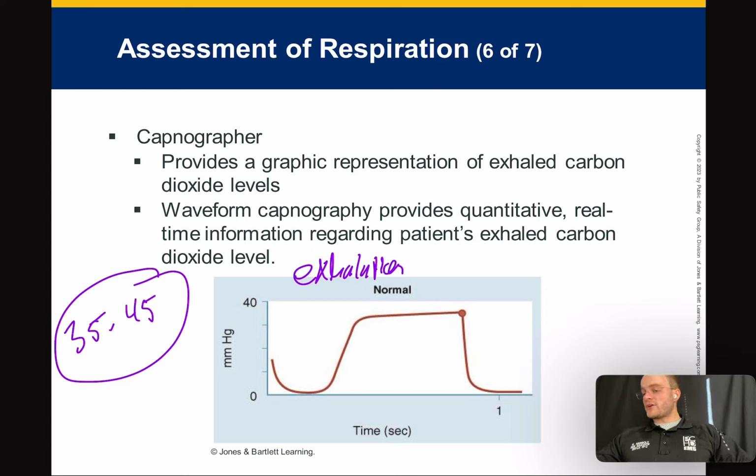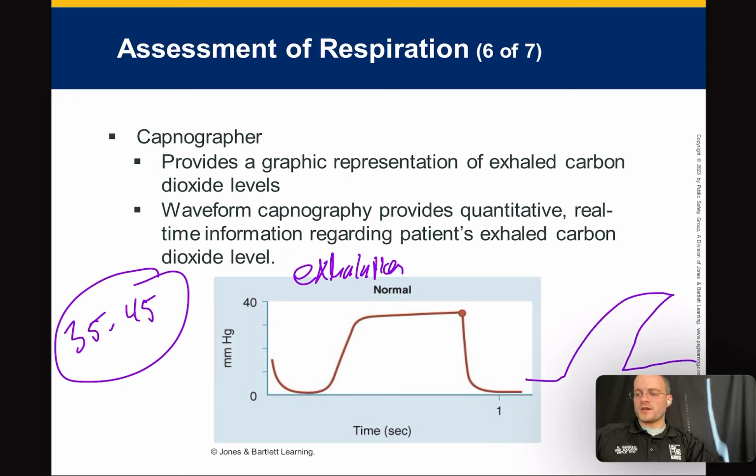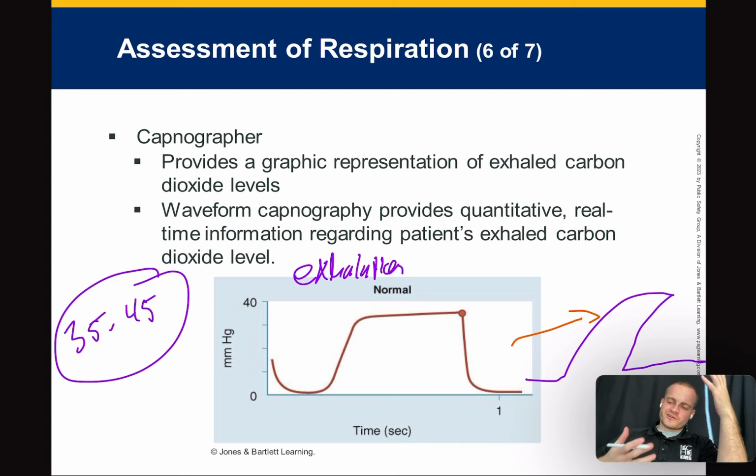It creates this pattern, and we can look at this pattern as paramedics for pathology. Interestingly, what if someone has obstructive lung pathology like asthma? Glad you asked. It creates a certain pattern called shark finning. It looks like this, right? You'd be like, what? That looks like a shark's fin, like the dorsal fin on a shark. It does, but it's because they have a hard time getting air out. So this whole expiratory phase gets delayed, and it creates a shark fin pattern.